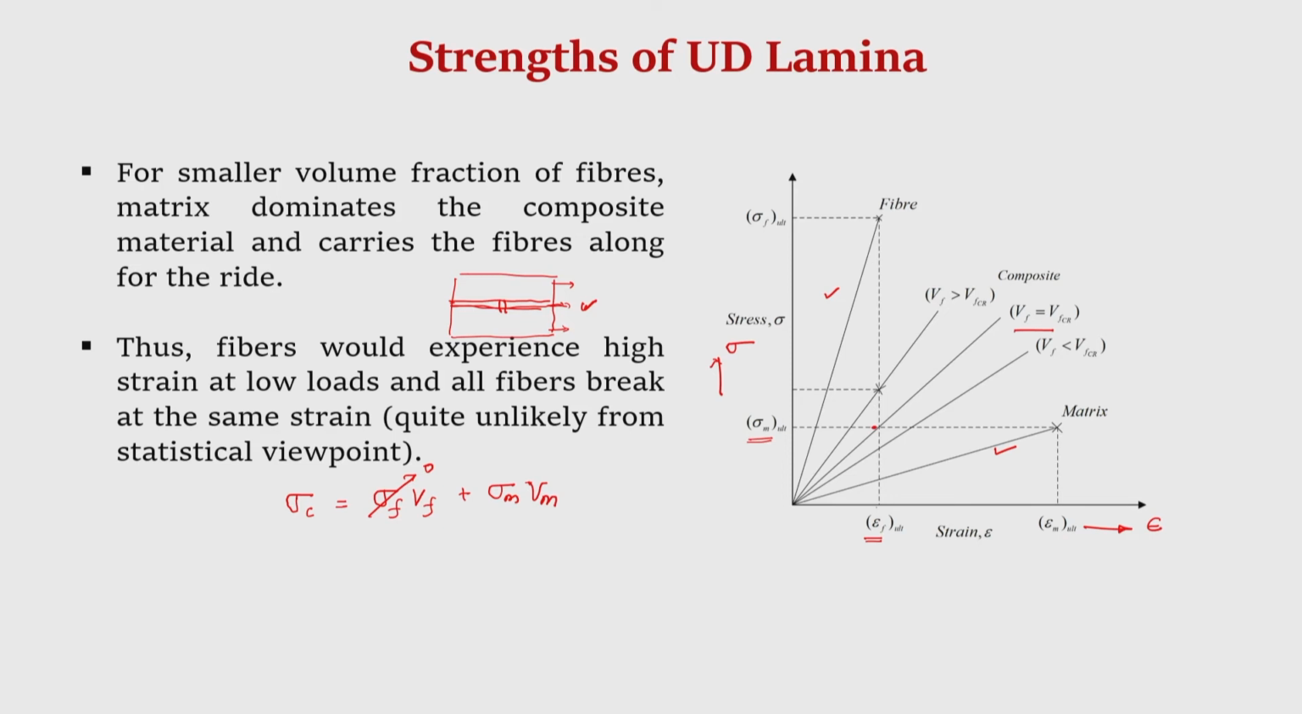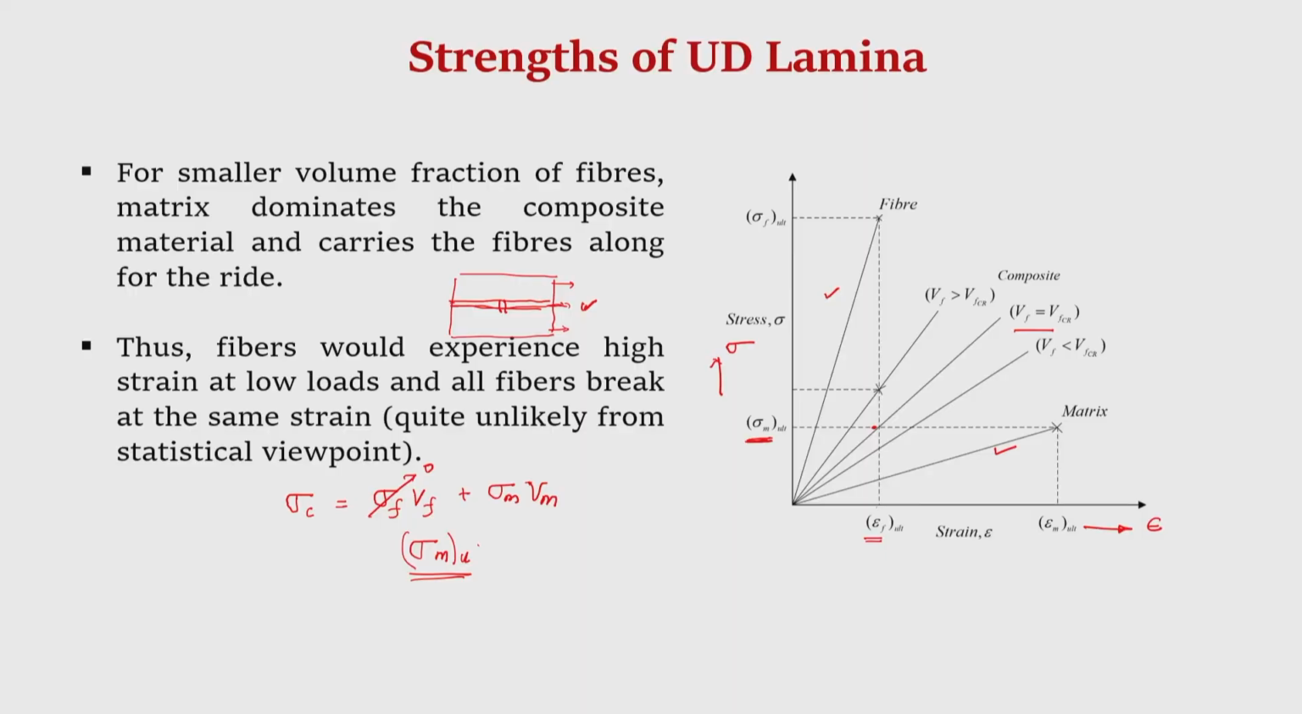Okay. Then how far can this matrix alone take the load? The matrix can take the load till the stress reaches the ultimate tensile strength of the matrix. That means, if the volume fraction is low, even if the fiber breaks, the matrix could still take the load, till the ultimate tensile strength of the matrix is reached. And therefore, when the fibers break, sigma f is equal to 0. Therefore, the stress in the composite is sigma m u V m.